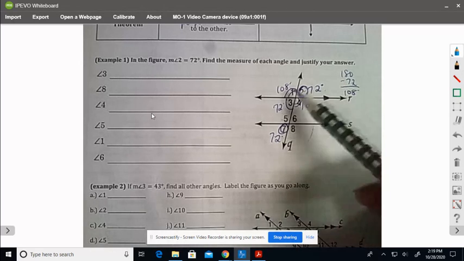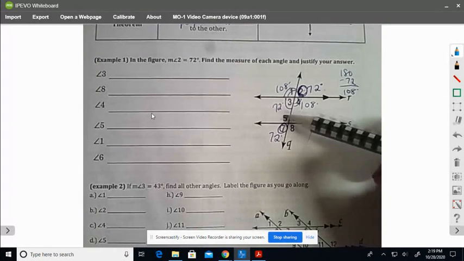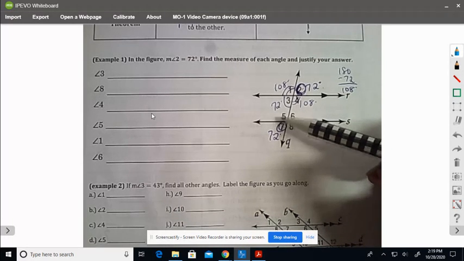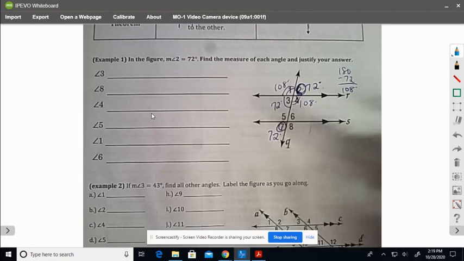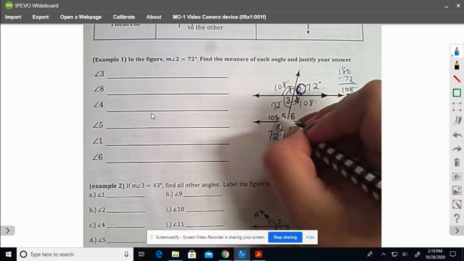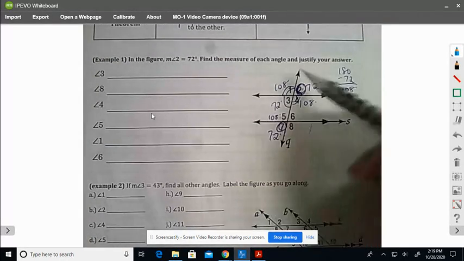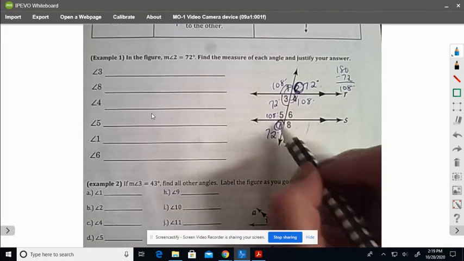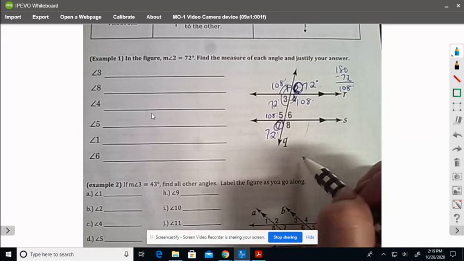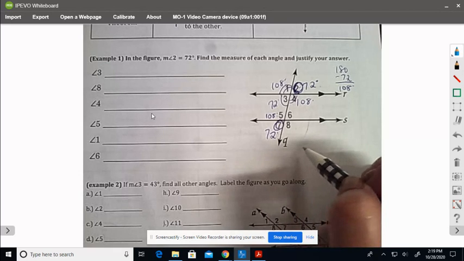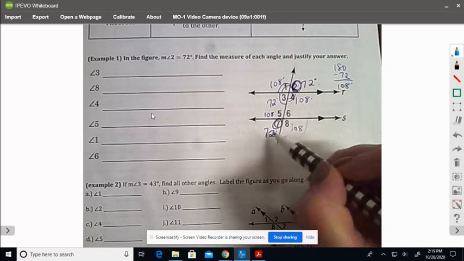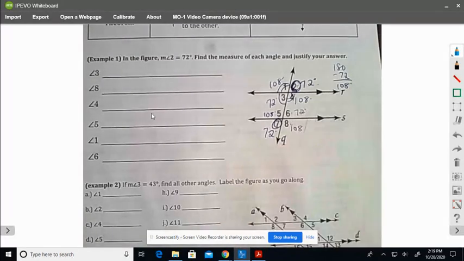Now you could have also used 1 and 8. You could have said 3 and 5 were consecutive interior, and you could have done 180 minus 72 to get angle 5, which would be 108. There's a lot of different ways you could get one of these bottom angles. Once you get one, you can find these 4 again easily using your linear pair relationship and your vertical angle. So these are vertical angles, 108, 108, 72, 72.